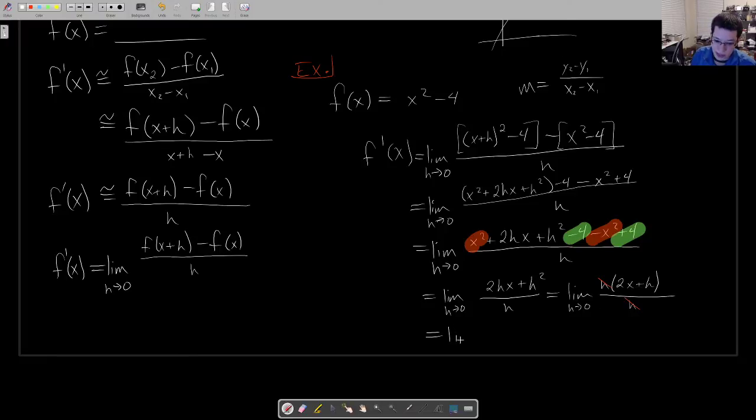So now we still have our limit. Let's write neatly. The limit as h goes to 0 of 2x plus h. Now we can evaluate our limit and do 2x plus 0 equals 2x. And that is our final answer.